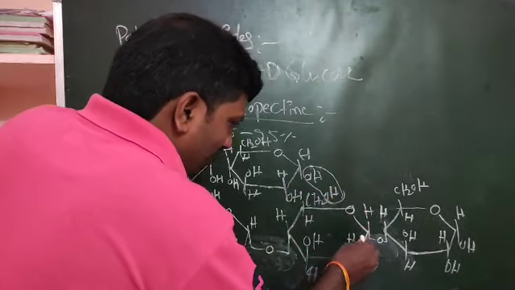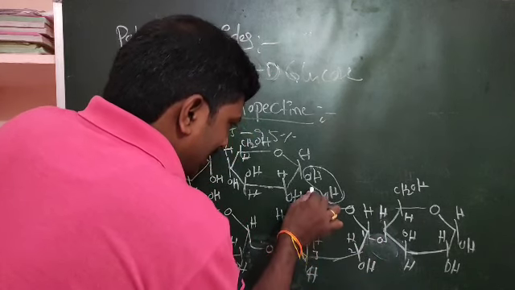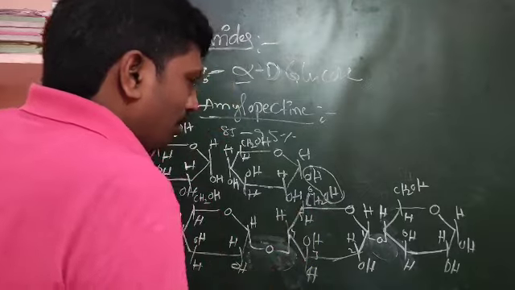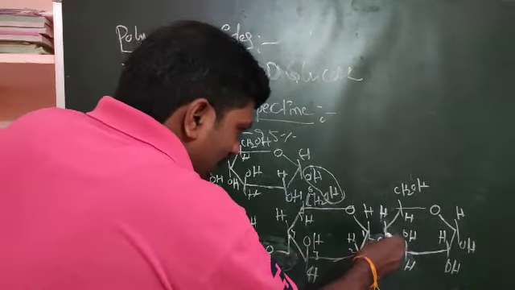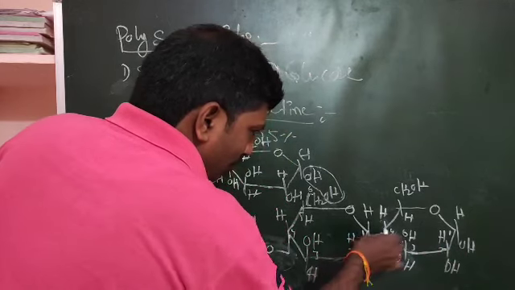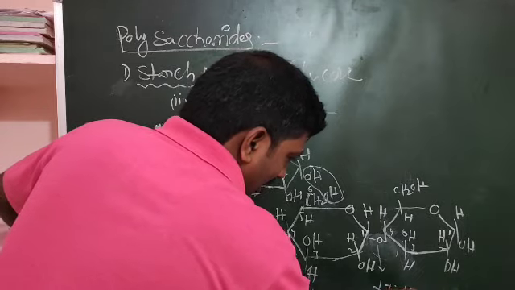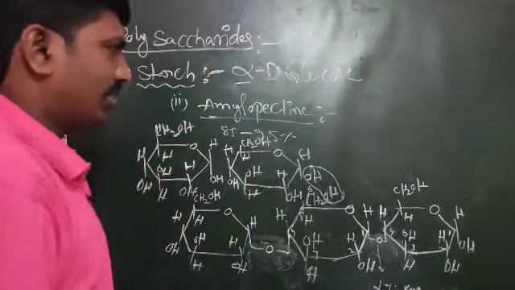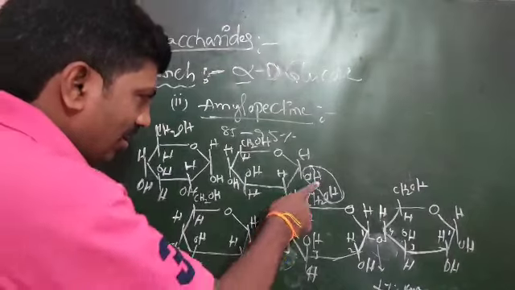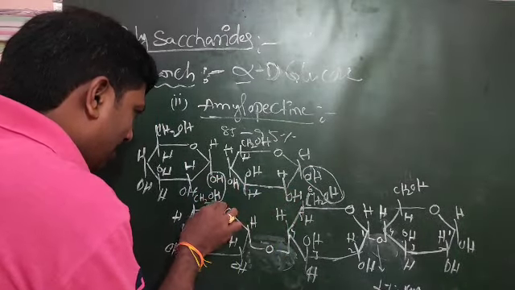I said first carbon and sixth carbon will form branches. I said first, second, third, fourth carbon, and first and fourth will form an alpha linkage, which we call the glycosidic linkage. Now here one more, and here also one more side chain.